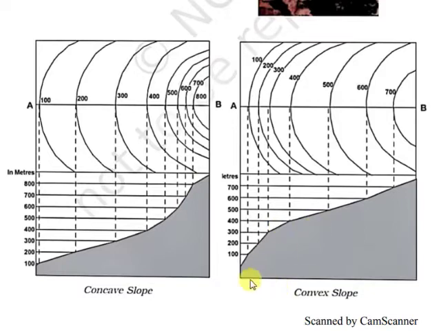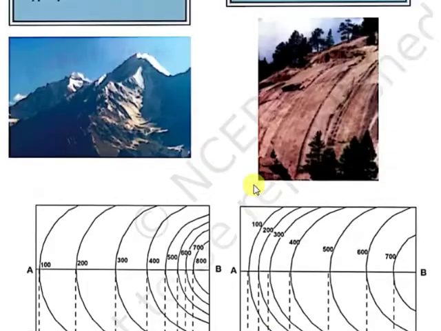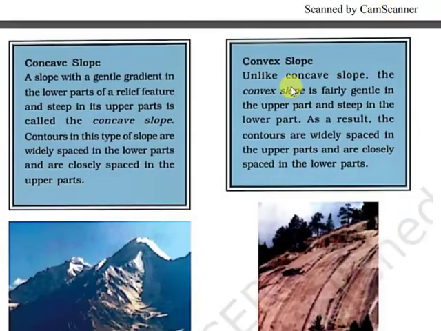This is the convex slope. The shape of the convex slope is like this, you know that, and this is how we show it with contours. This is the pattern: widely spaced towards the top and closely spaced towards the bottom. Here's the definition: unlike the concave slope, the convex slope is fairly gentle in the upper part and steep in the lower part.